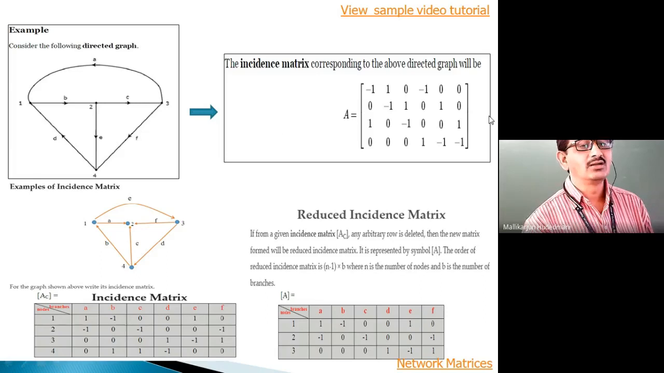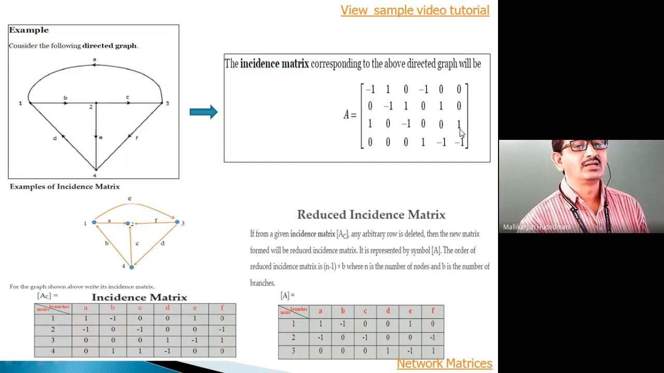We can watch there. Row number 3, when I go there, the very first element is A. Bus number 3, element A, outward, +1. Element B, not connected, 0. Element C, inward movement, -1. D, not connected, 0. E, not connected, 0. And F, outward movement, definitely +1.